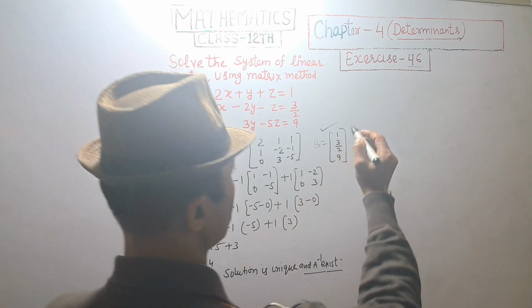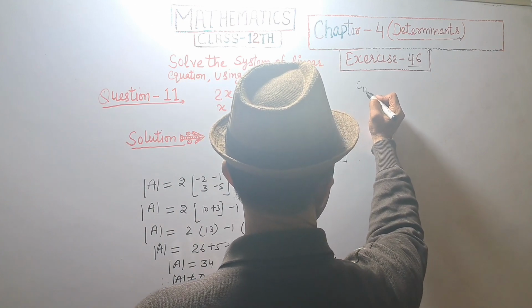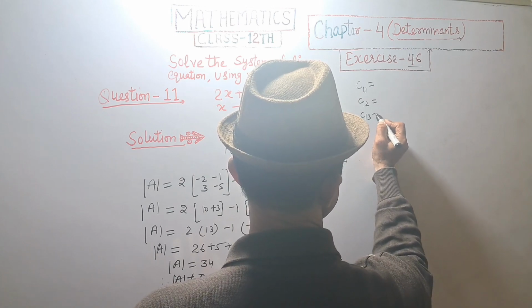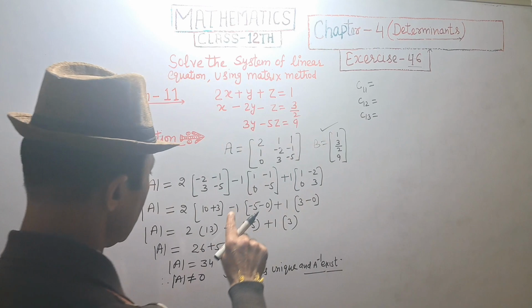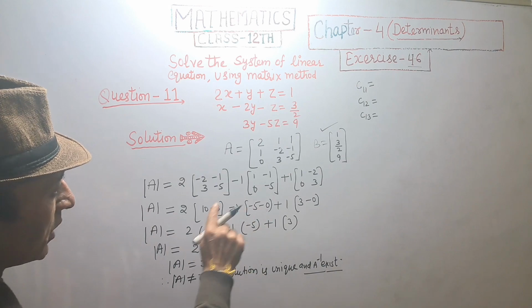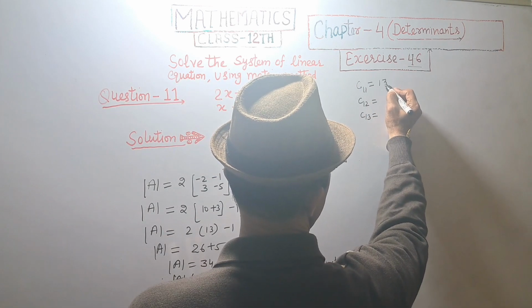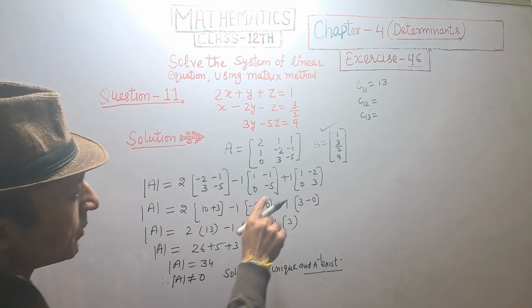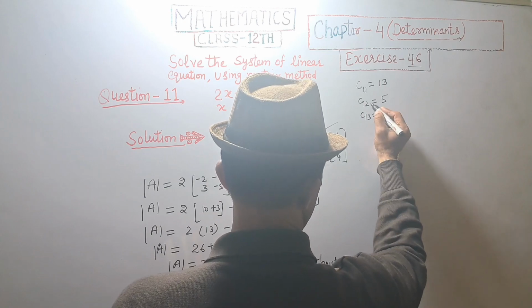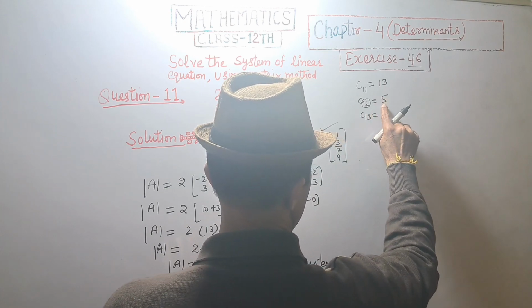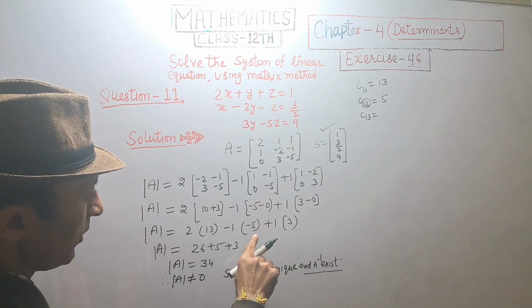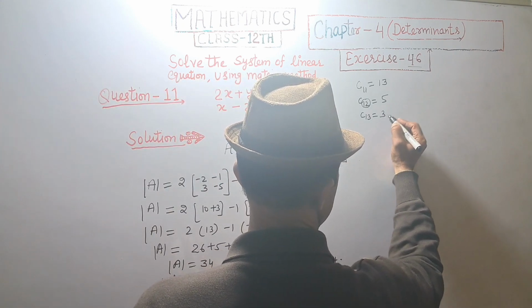And we find the cofactors C11, C12 and C13. C11 is 10 plus 3, that is 13. C12 is minus of minus 5, and that will be positive 5. C13 is 3.